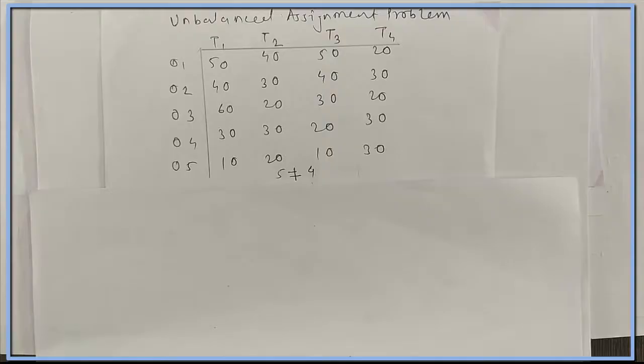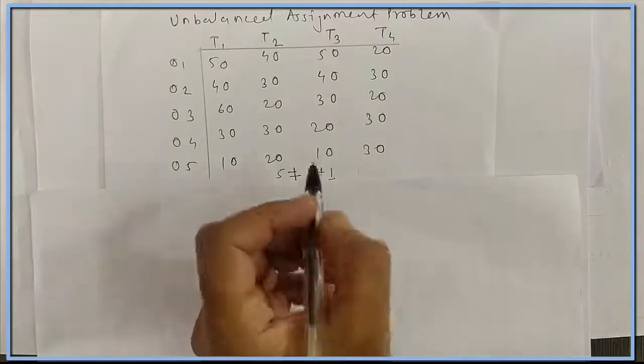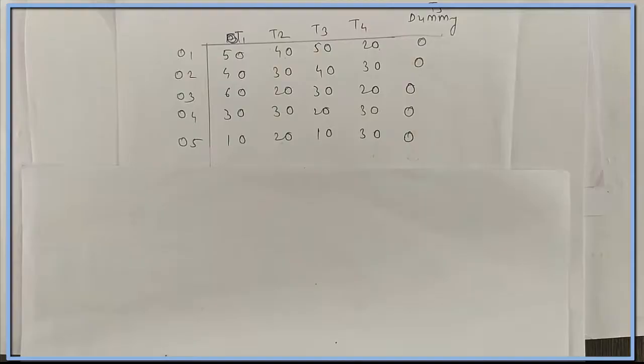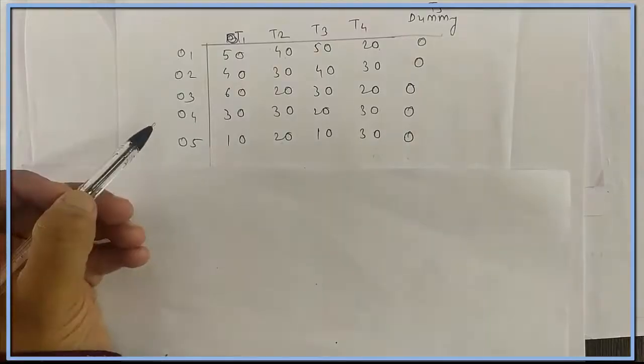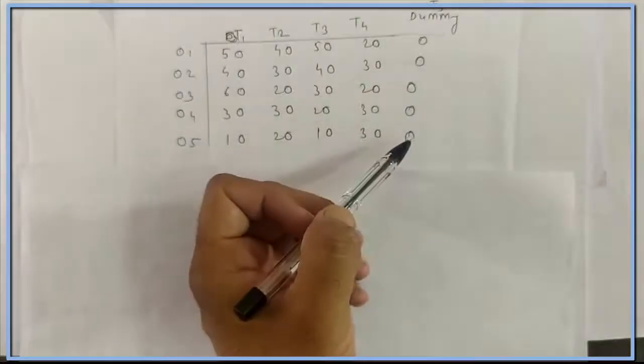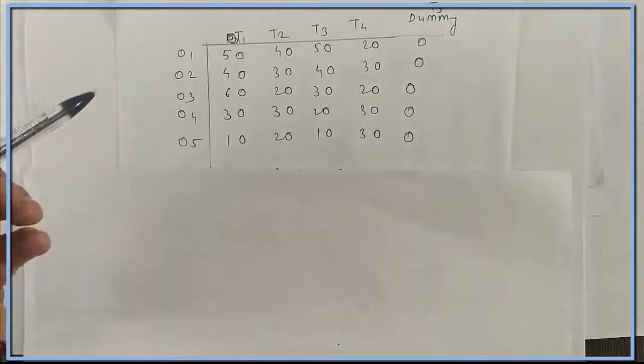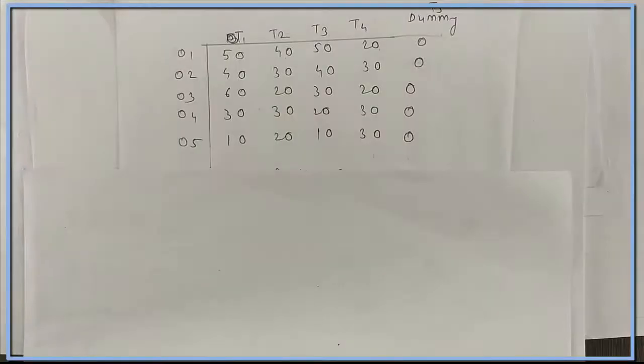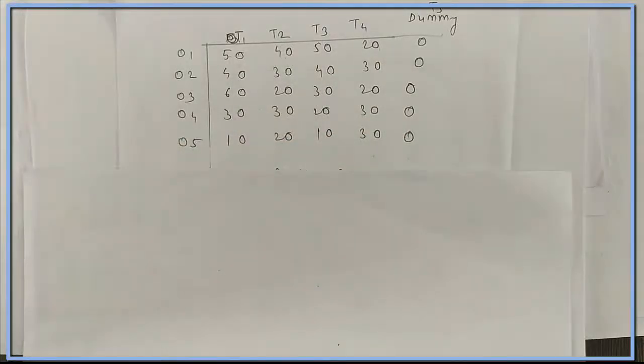assignment problem. Now in the unbalanced assignment problem, the first step is to convert this unbalanced assignment problem into a balanced assignment problem. Therefore here we need to add one dummy column. After adding this dummy column T5, we will get this matrix. All the elements in the dummy column are 0. Now again calculate the number of rows and number of columns. Now the number of rows is equal to the number of columns. Therefore we can say that we have converted the unbalanced problem into a balanced problem.